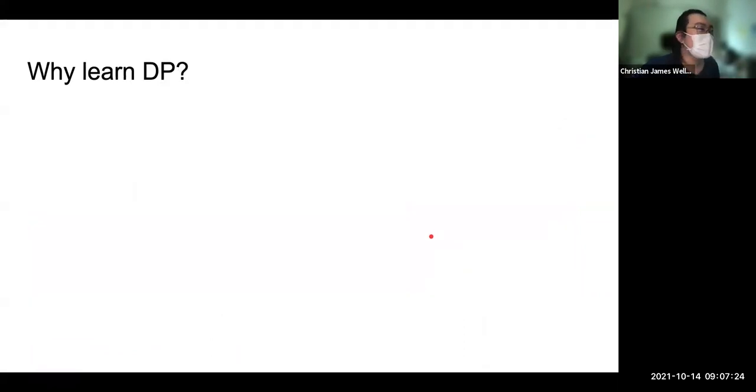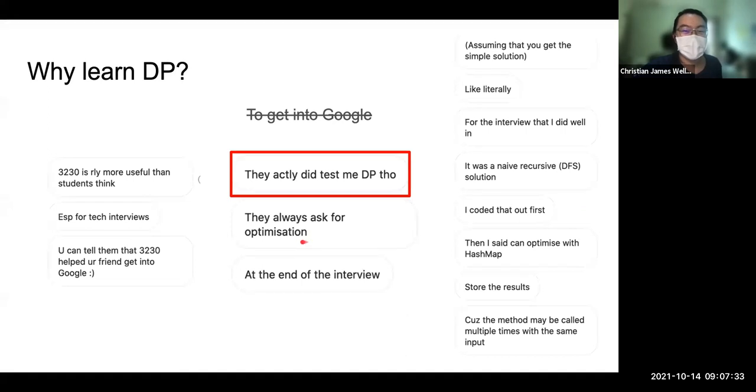But why learn dynamic programming, right? Maybe you'll be thinking, will I ever use dynamic programming? Okay, so to get into Google, maybe, right? So this is one of my friends. He's a Google intern. Some of you might know him, and he said that they did actually test him on DP. So maybe some of you who are going to interview with Google are going to be asked DP questions. Who knows? I think last weekend was the Google intern online assessment, right? So hopefully it went well for some of you.